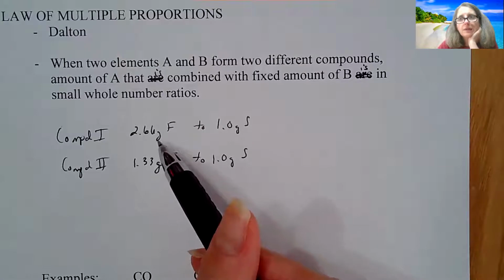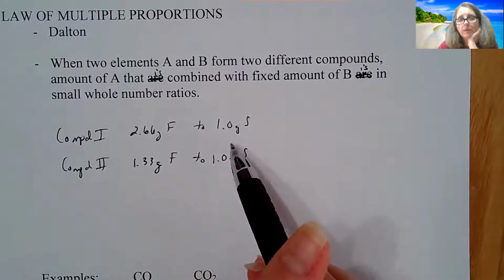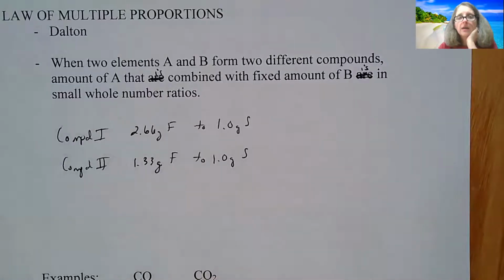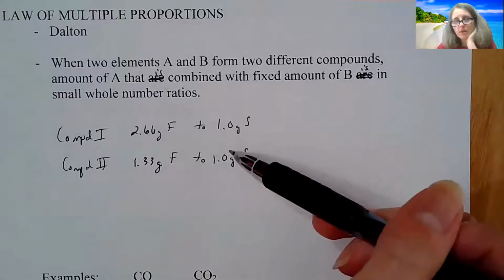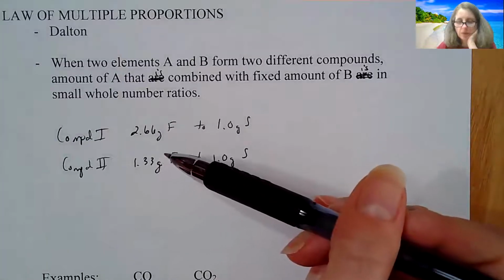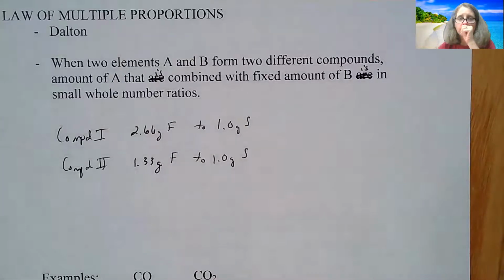Compound 1, I have 2.66 grams of fluorine to 1 gram of sulfur. Compound 2, I have 1.33 grams of fluorine to 1 gram of sulfur. I purposely put these to 1 gram of sulfur so we could just look at the fluorine and compare those. So what you're talking about is if fluorine and sulfur can make two different compounds, that ratio has to be a whole number.